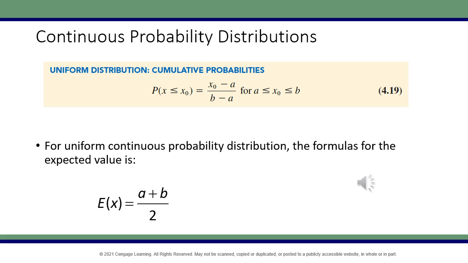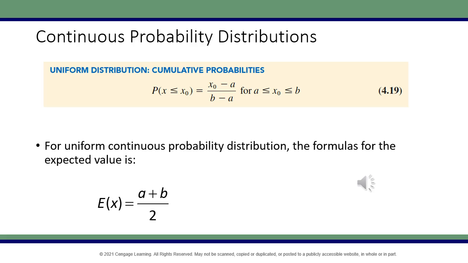The formula for cumulative probabilities in a uniform distribution: P(x ≤ x0) = (x0 - a) / (b - a) for x0 between a and b. This formula, 4.19, allows us to calculate the probability that a random variable x is less than or equal to a specific value x0, given that x follows a uniform distribution between a and b.